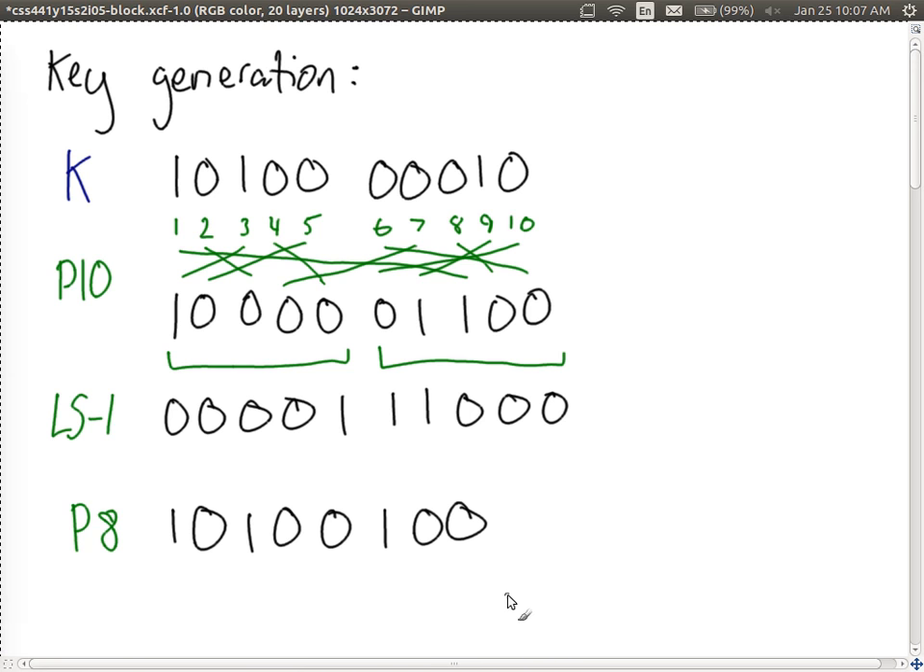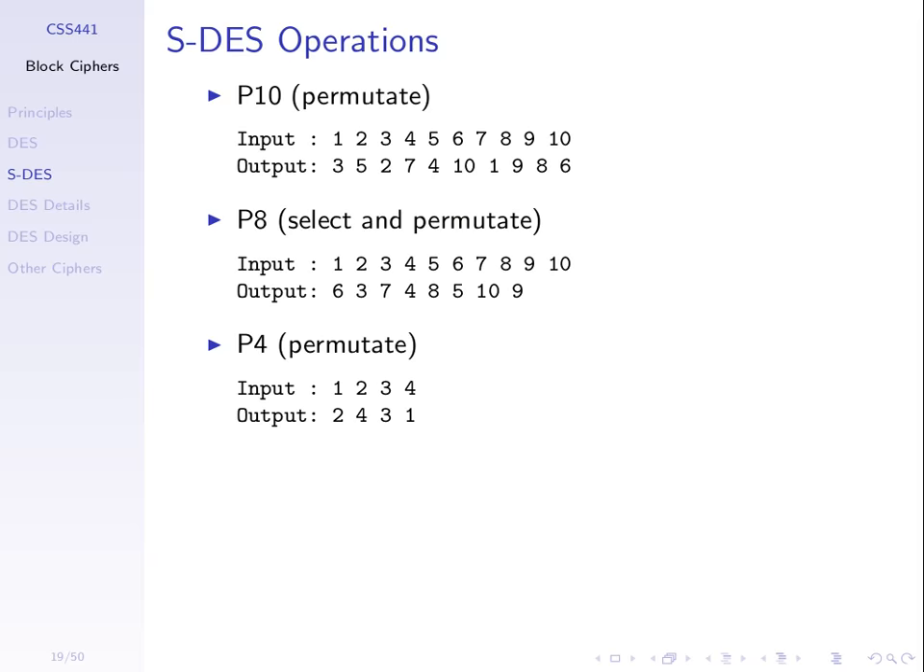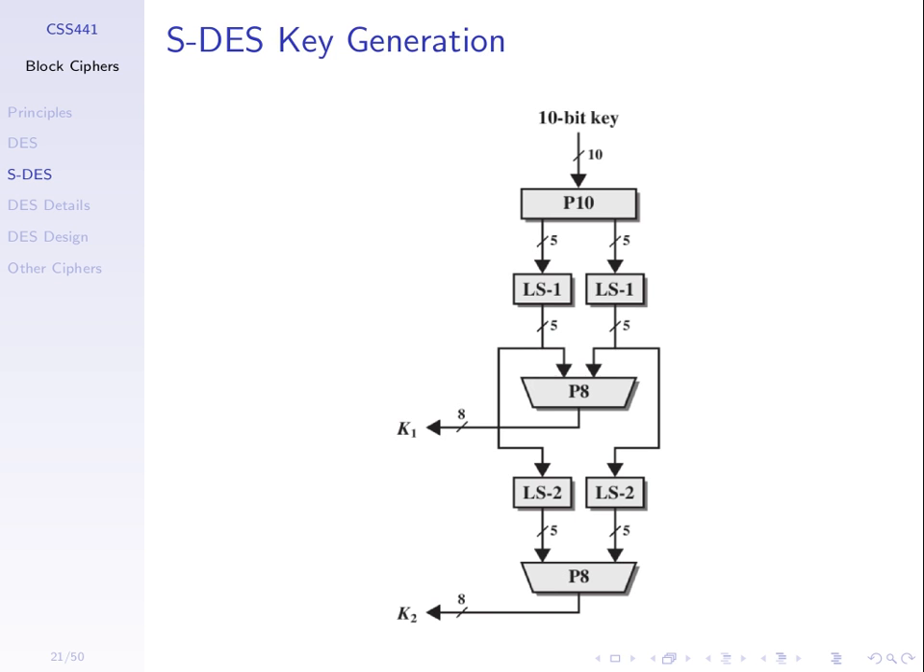And importantly, that is subkey K1, or the round key K1. It's going to be used in round 1 of our encryption algorithm. So that's the value of K1. So keep going. We just did P8. The output of P8 is K1, but what we do to get K2 is we take the previous inputs to P8, do a left shift by 2 positions, and then do P8 to get K2.